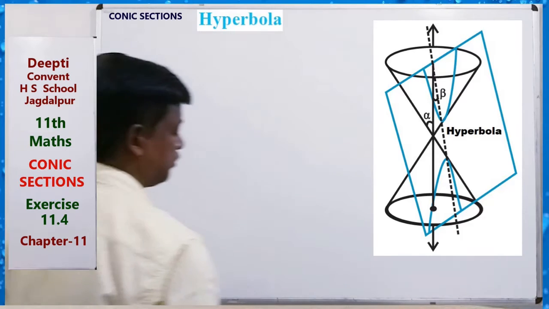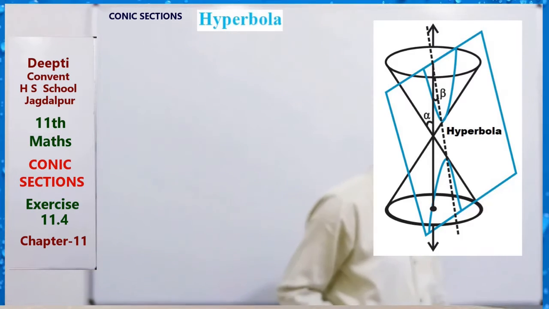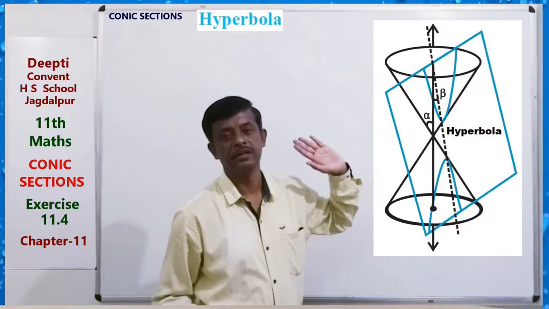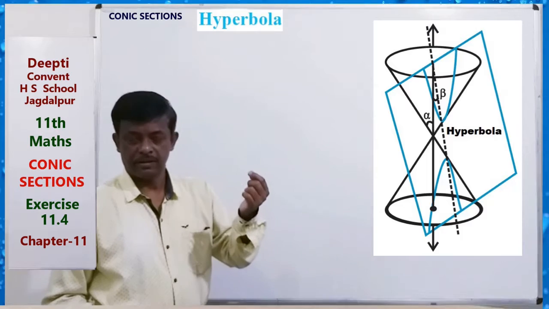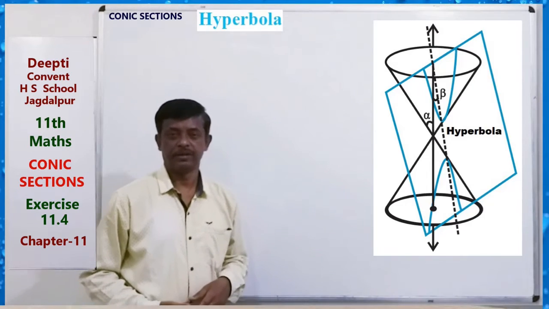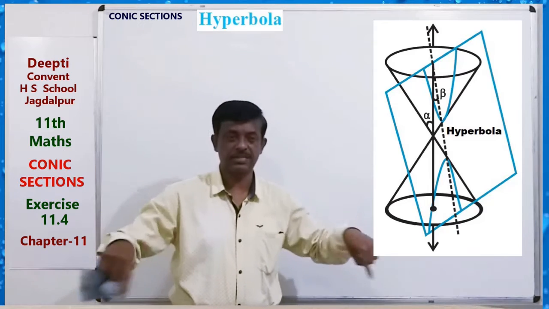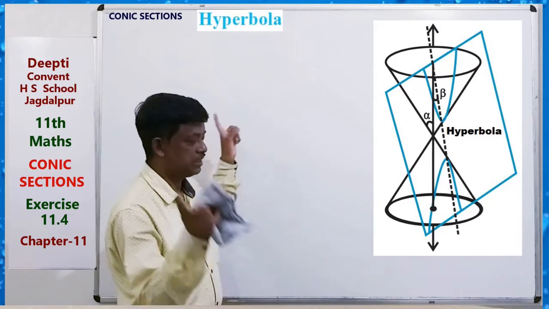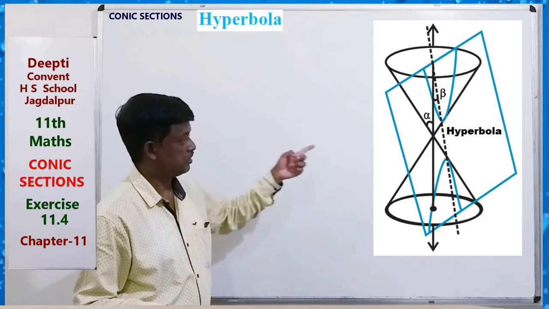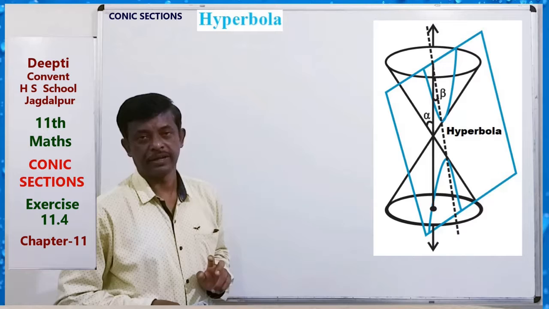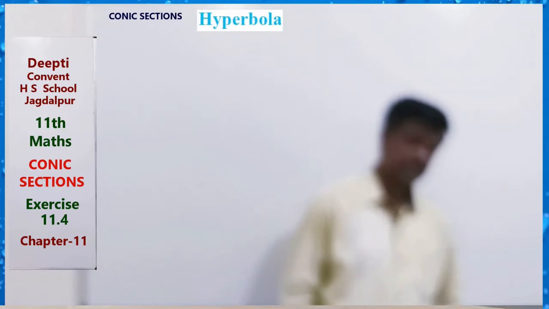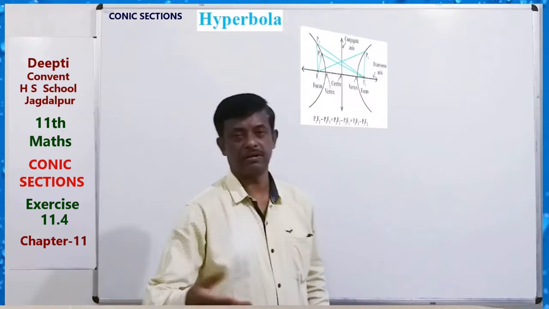Hyperbola can be found by taking the intersection of a double napped cone by a plane, as you can see in the diagram. So hyperbola means double-sided, looking like a right-handed and left-handed parabola type. You can see in the diagram.